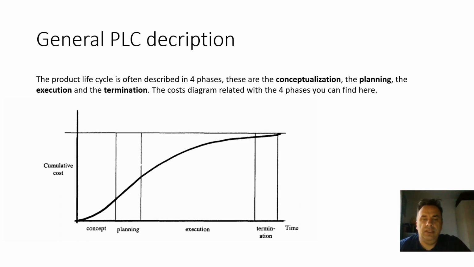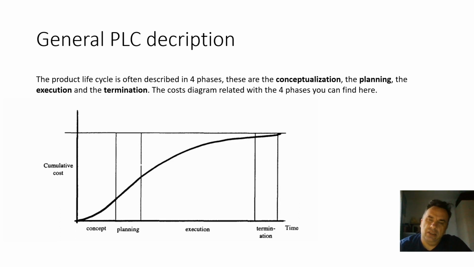Generally, the PLC consists of 4 phases: the concept, planning, execution, and determination phase. At the end of each phase, we have a decision whether to go further in the project or not. It's here at the end of the phase, the go or no-go decision. The cumulative costs are shown here in the y-axis. In the planning phase, the costs are higher than in the determination phase.